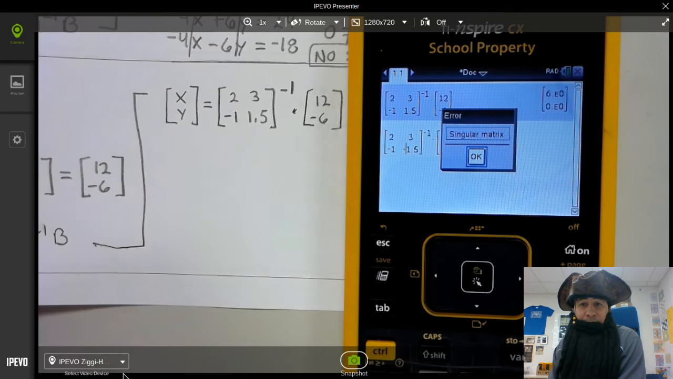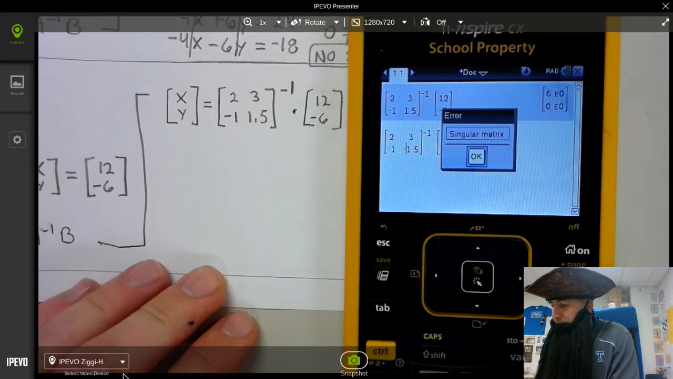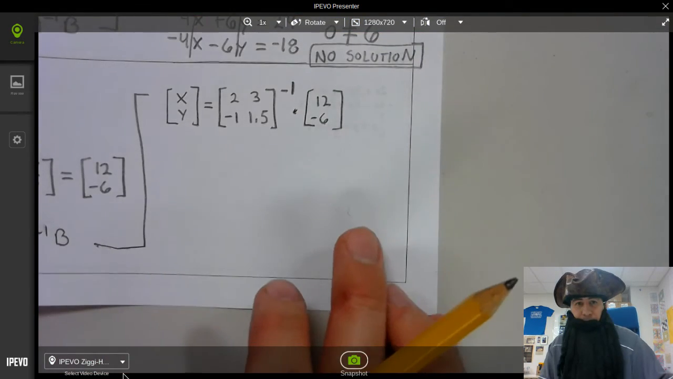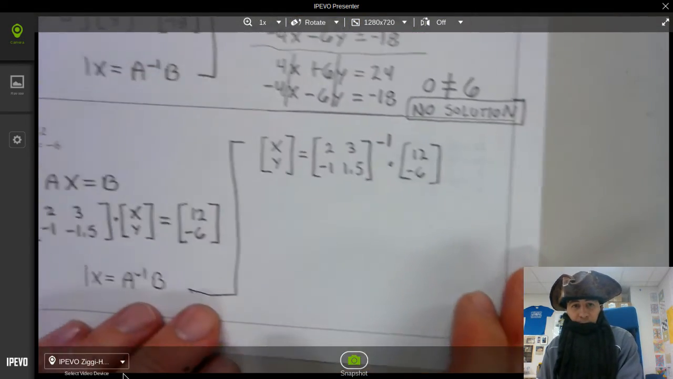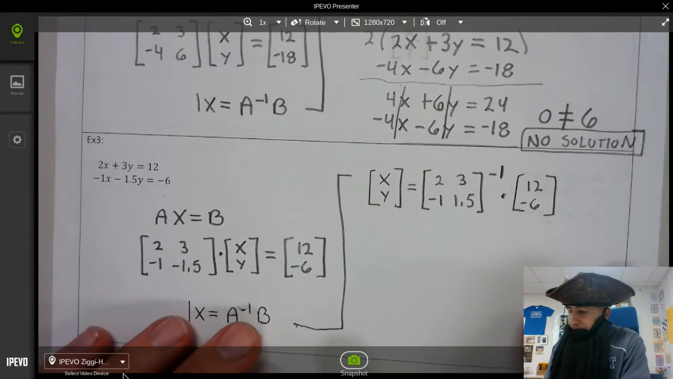But so you see that this is a singular matrix. So again, when you get the error singular matrix, then you know the two things. It's either no solution or infinite solution. Okay, so we're going to have to go back and do it algebraically.